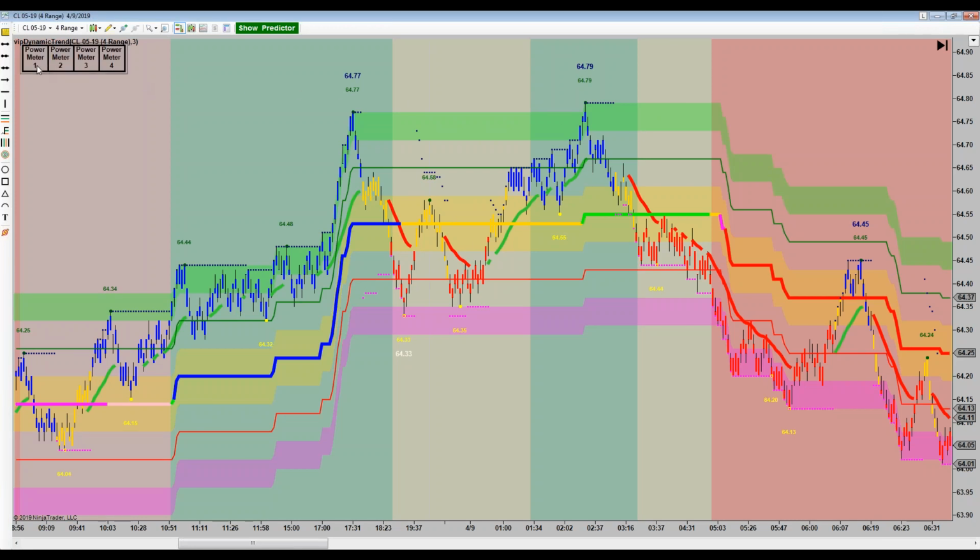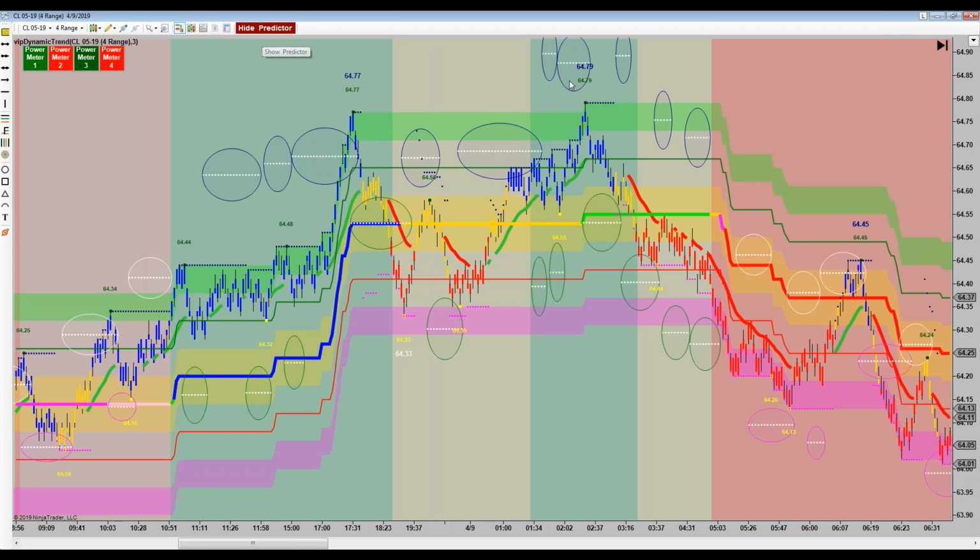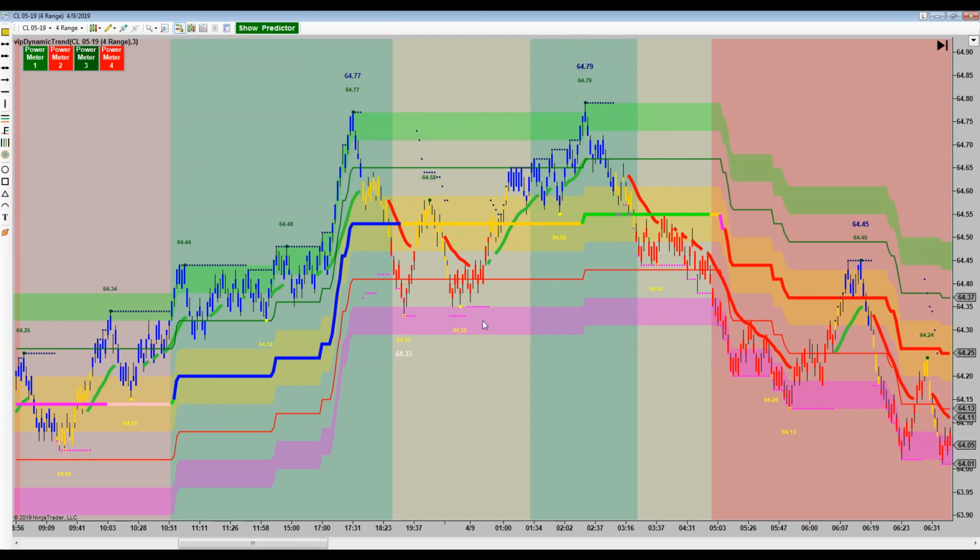We have the power meters, which are the 4 trends on the charts. We have the predictors, real-time support and resistance. Gary puts those up on the charts in the room. And then, of course, the most prominent thing on here is the bands.